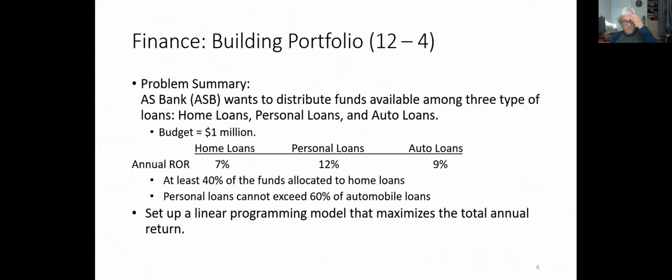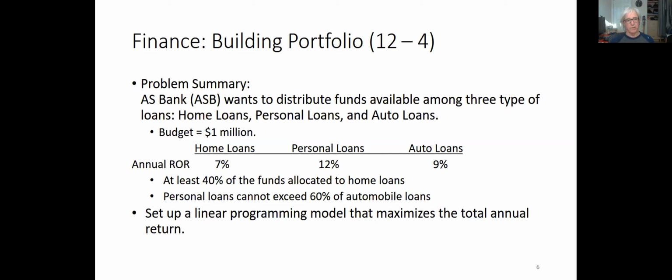The second problem is finance. It's from finance and it's about building a portfolio. As you see, it's problem number 4 from the text. A bank has some new funds available and wants to invest them, and it is giving loans of 3 types. So it's home loans and personal loans and auto loans. Each one has its own rate of return.